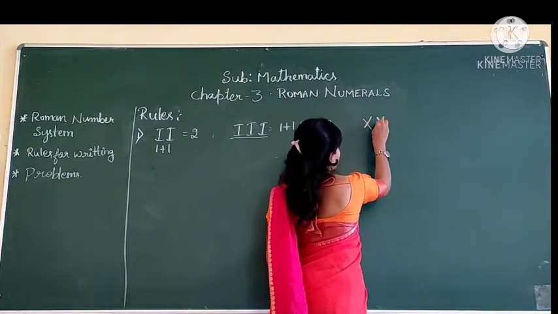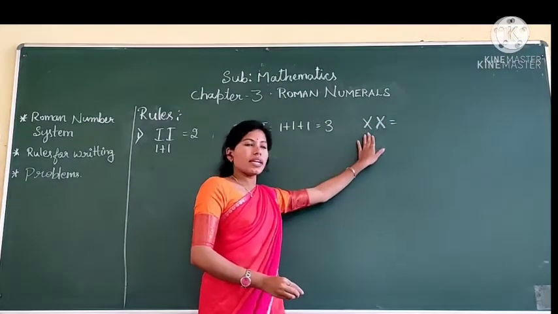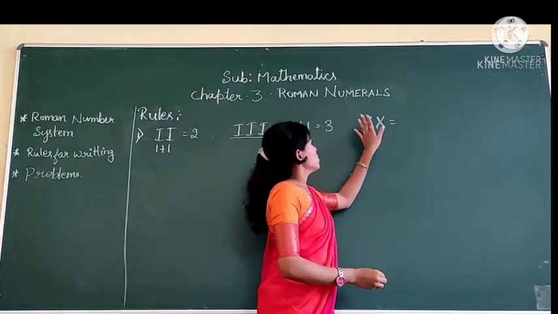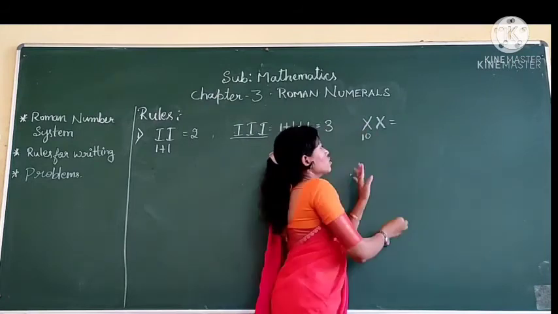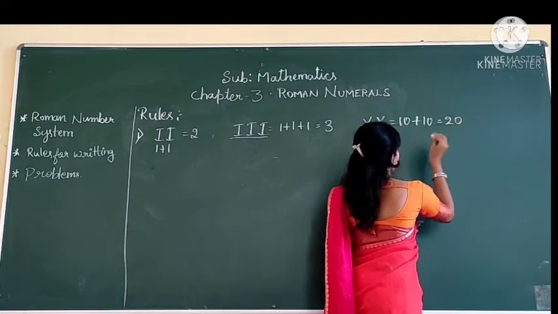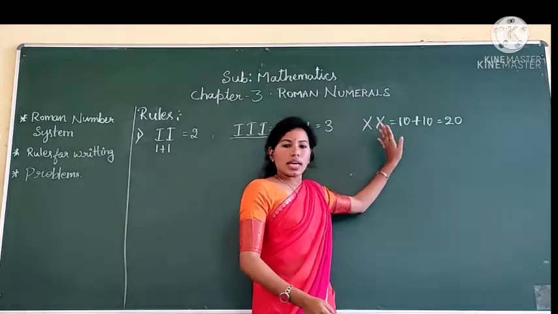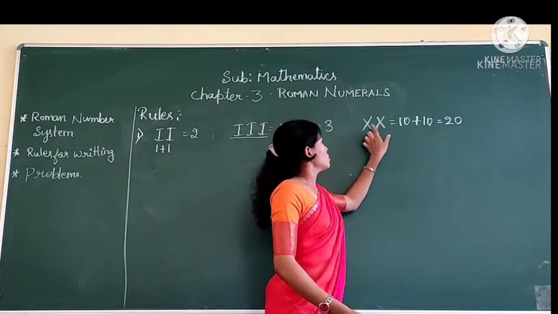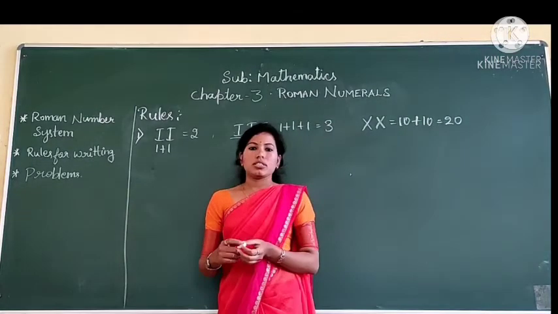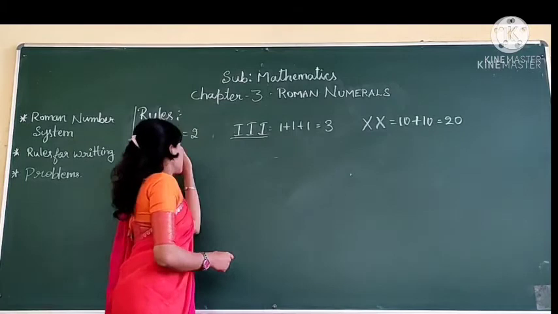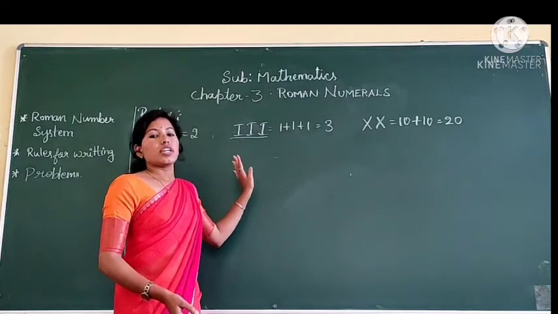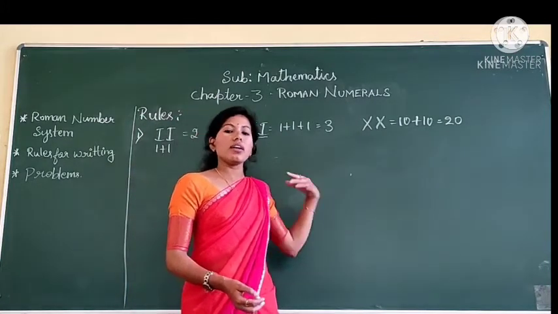If there is XX, this certain letter X is repeated twice. X means 10, so here 10 plus 10 is equal to 20. So if certain letters are repeated, then the number represented is their sum.